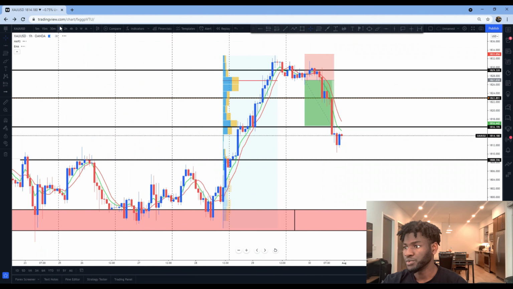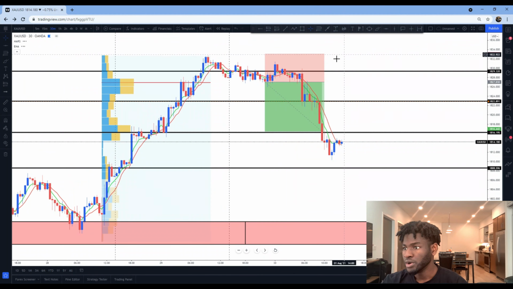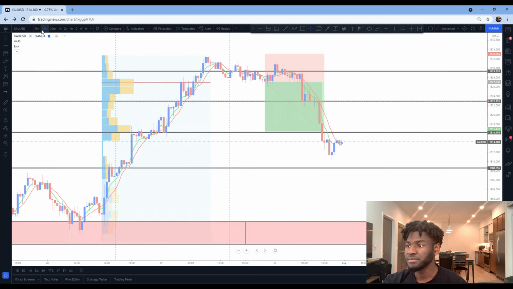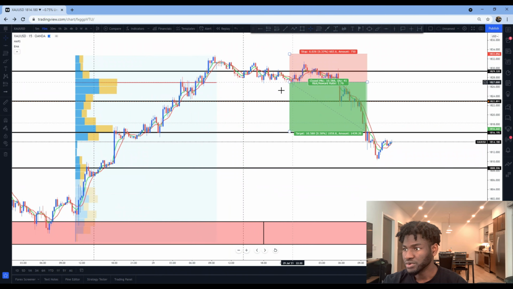So I go into the 1-hour time frame. I said that we were ranging, and I saw a crossover of my moving averages here, and I went onto the 30-minute time frame too, and as you can see, we have a crossover right here. And on 15 minutes also, there was a crossover right here.